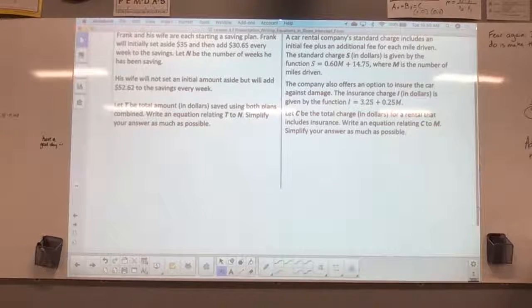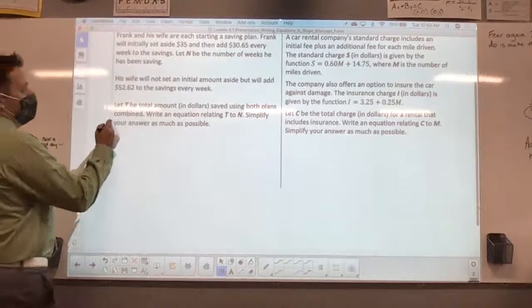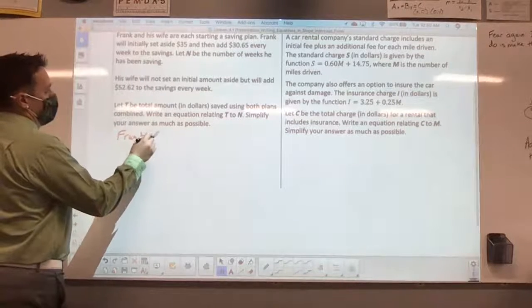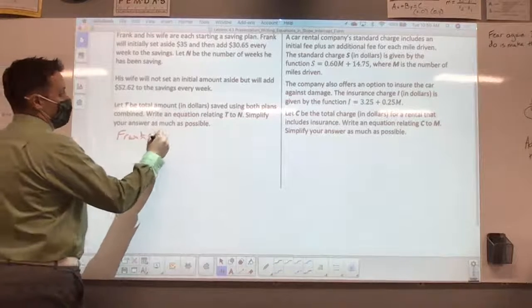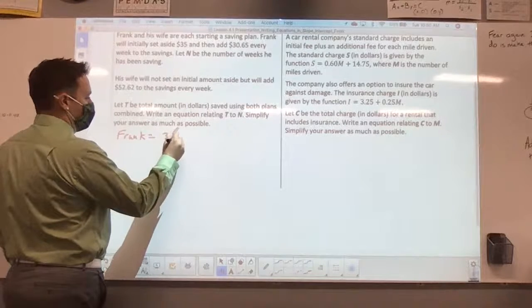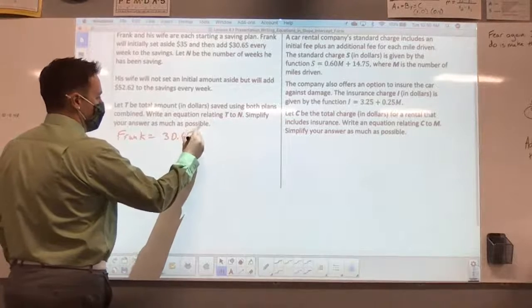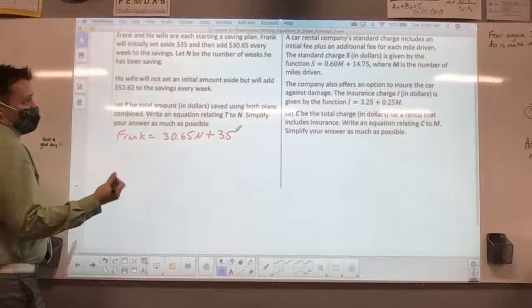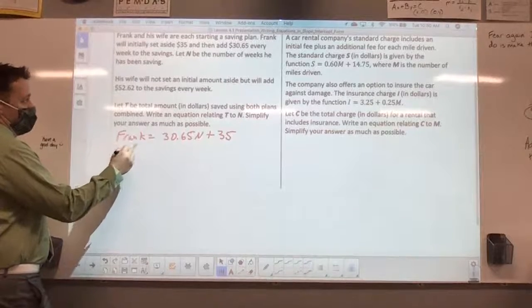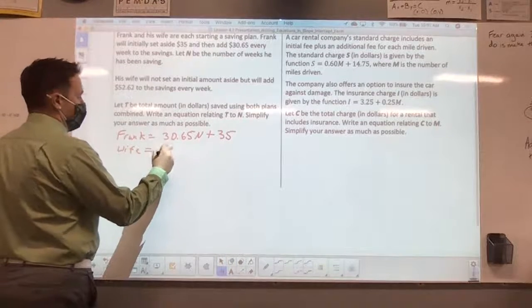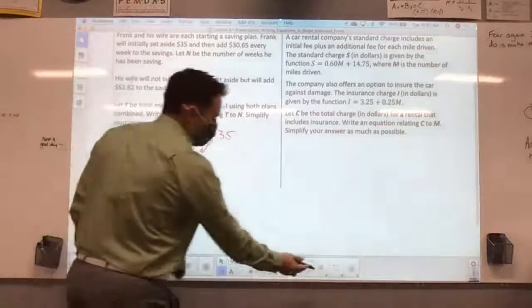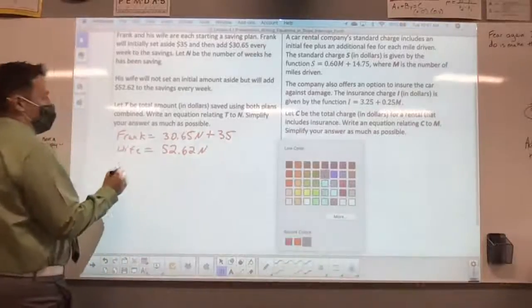All right, with these, make sure you know the difference between Frank and his wife, okay? So Frank set aside some money. He initially set aside $35 and then was going to do $30.65 a week plus the initial 35. And then understand his wife is doing what? 52.62. And then it's just asking you to tell you what the total dollar amount is.